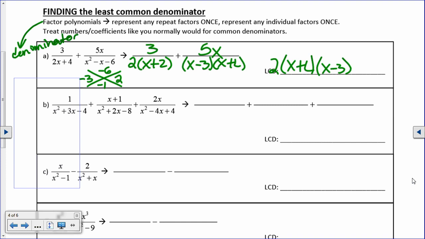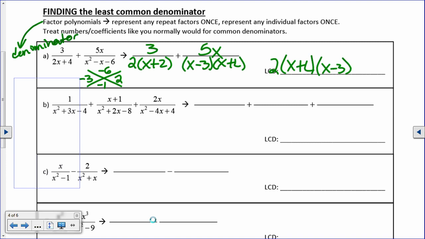It's one representative of every factor that you have. Yeah, we have 2, and then x plus 2, and then x minus 3. That's one representative of every factor. So this is what you want your denominator to look like. So we have to use all 3? Yes, one representative of all of the factors that you have. Sometimes you have 2 factors, sometimes you have 3, sometimes you have 4. It just depends on how complicated your expressions look when you factor.